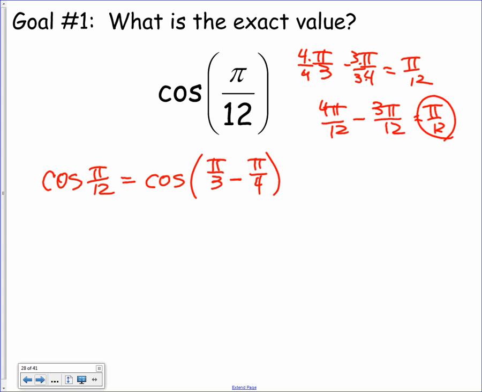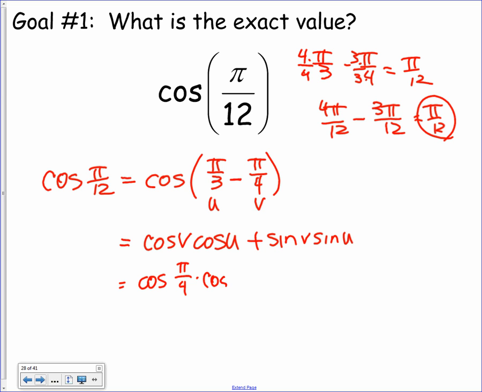Very good. Okay, so you have a u, you have a v. So what was our formula? Our formula was the cosine of v cosine of u plus sine v sine u is what we'd kind of want to deal with. Okay, so here we go. What's the cosine of pi over 4 times the cosine of pi over 3 plus the sine of pi over 4 times the sine of pi over 3? That's all we're doing. We're just substituting in.